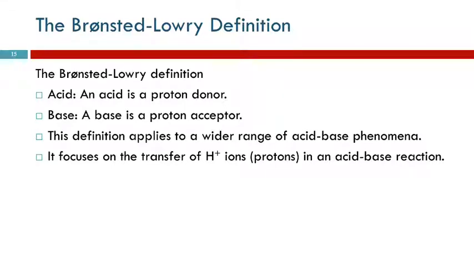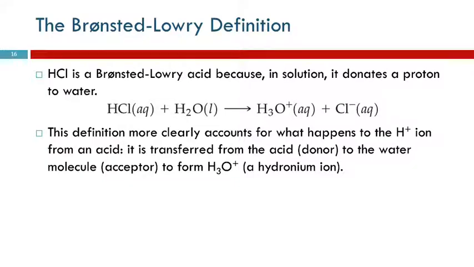So we are talking about hydrogen ions. But now instead of saying that an acid is something that produces hydrogen ions in solution, we're saying it's something that donates hydrogen ions. A base, instead of something that produces hydroxide ions, is something that accepts hydrogen ions, accepts protons. And this applies to a lot wider range. It focuses on the hydrogen ions, the protons, in the acid-base reaction. So HCl is still an acid under this Brønsted-Lowry definition. When we put hydrogen chloride, or hydrochloric acid, into water, there's actually a chemical reaction that occurs. The HCl donates its hydrogen ion to the water molecule, forming this hydronium ion. And then what's left is the chloride ion.